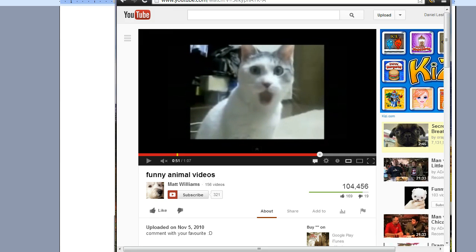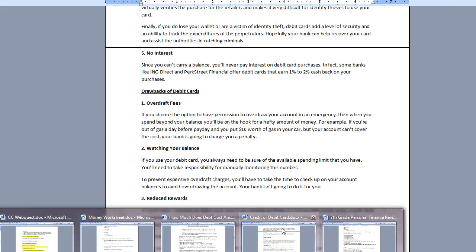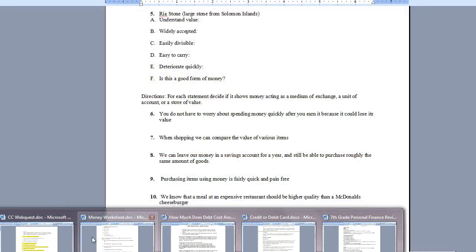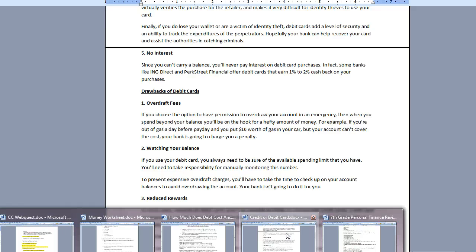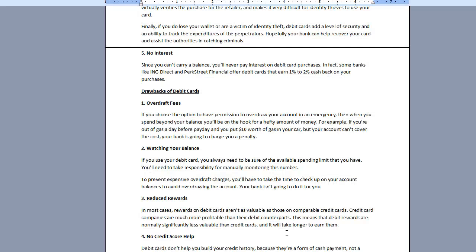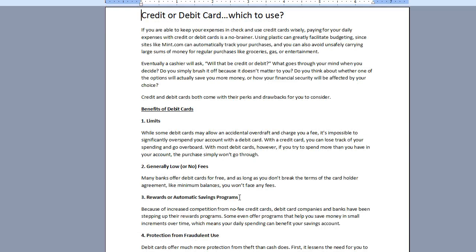Alright, let's move on. So, let's go to the document I want right here. Credit cards versus debit cards. Great article. A lot of great information here. This is probably, after the credit card web quest, the second most important article that we covered.